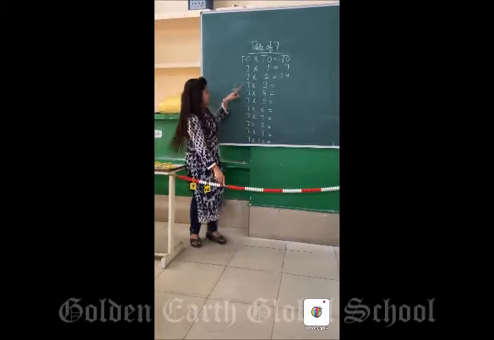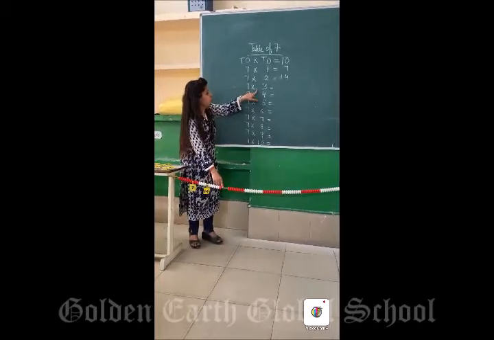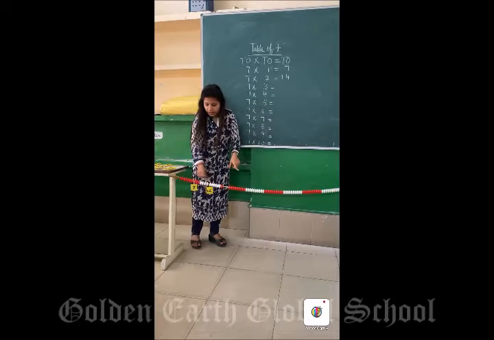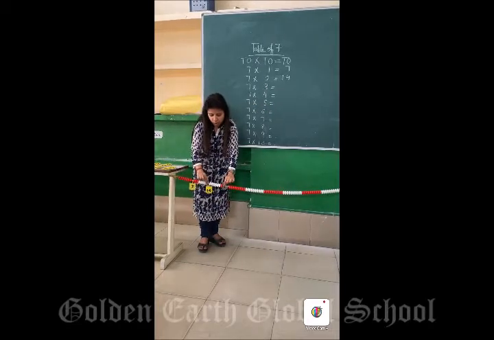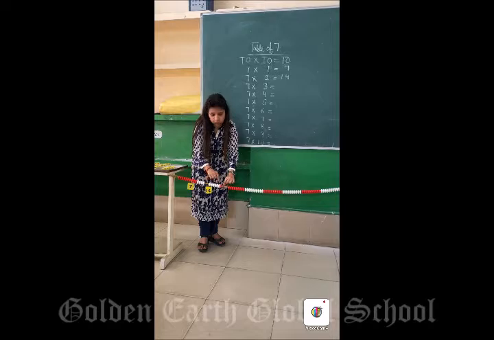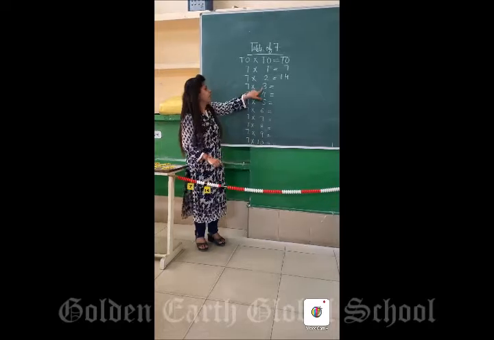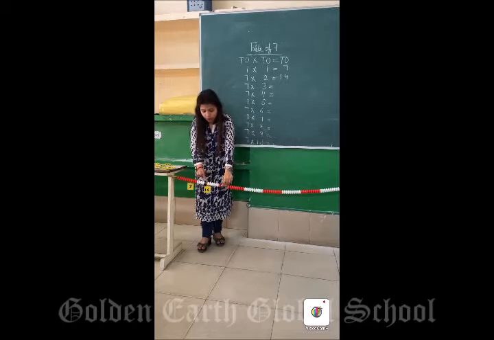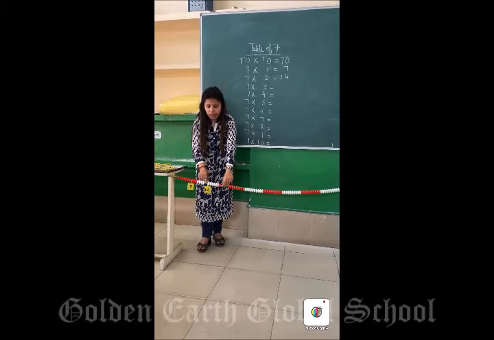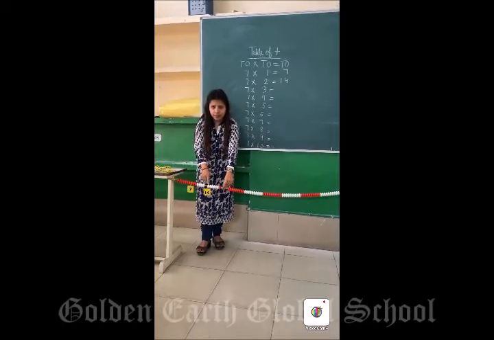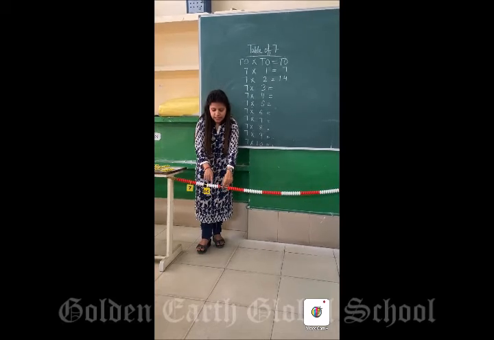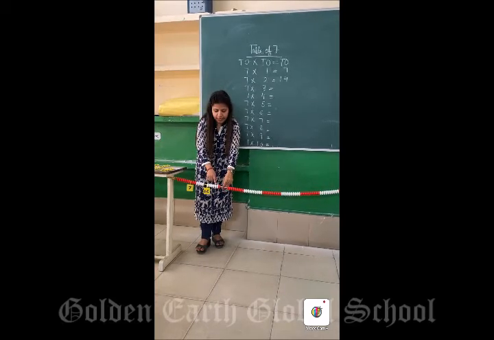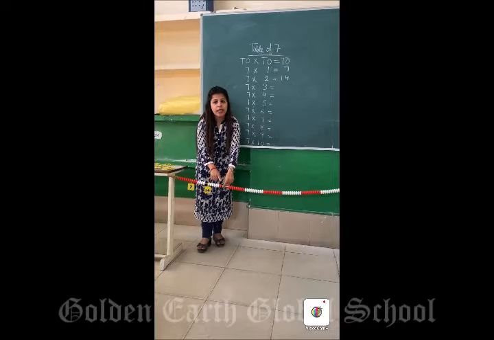1, 2, 3, 4, 5, 6, 7. 7 यहाँ पे लिख दिया हमने, then put a cross. How many pairs? 1, 2, 3. So here we write 3. Now count total beads. 14 तक तो यहाँ पे count कर लिए. What comes after 14? 15, 16, 17, 18, 19, 20, 21.